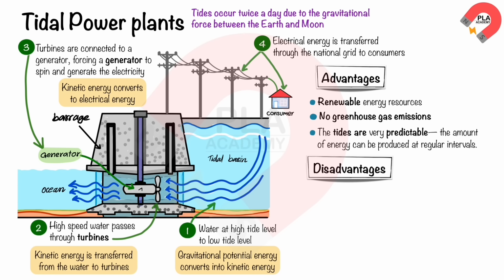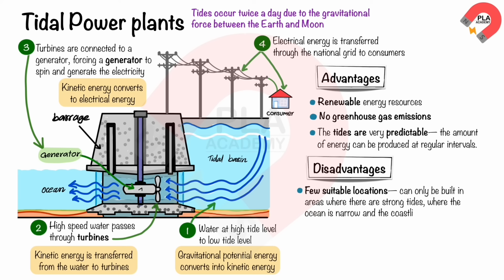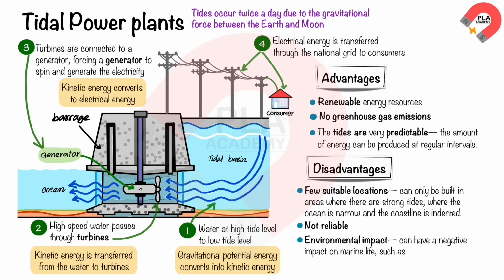Here are some of the disadvantages of the tidal power plants. Few suitable locations. Tidal power plants can only be built in areas where there are strong tides, where the ocean is narrow and the coastline is indented. Not reliable. Tidal power is not always available. Environmental impact. Tidal power plants can have a negative impact on marine life, such as disrupting fish migration patterns, and disrupt shipping.